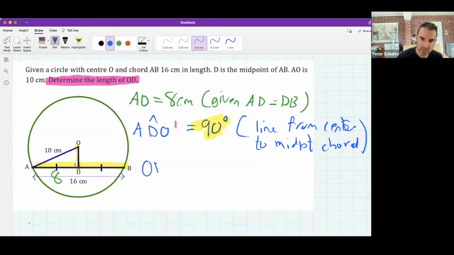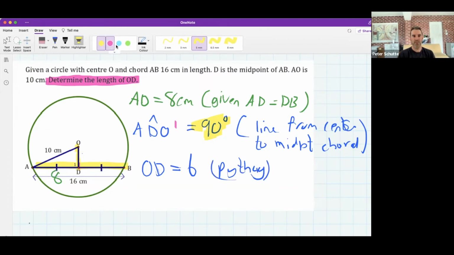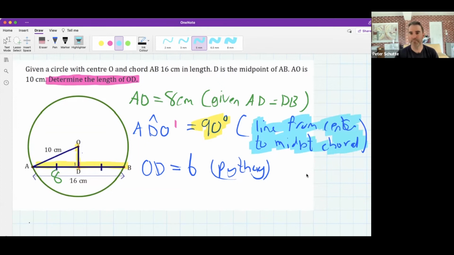You can find OD, and you can do it by saying 10 squared equals 8 squared plus x squared. But you'll recognize that this is the 3, 4, 5 that's doubled. So it's going to be 8, 6, 10. So this is going to be 6 by Pythag. This theorem is not as well known. It doesn't get the same sort of attention as angle at the center equals 2 times the angle at the circumference. And so watch out, because it does sometimes come up.